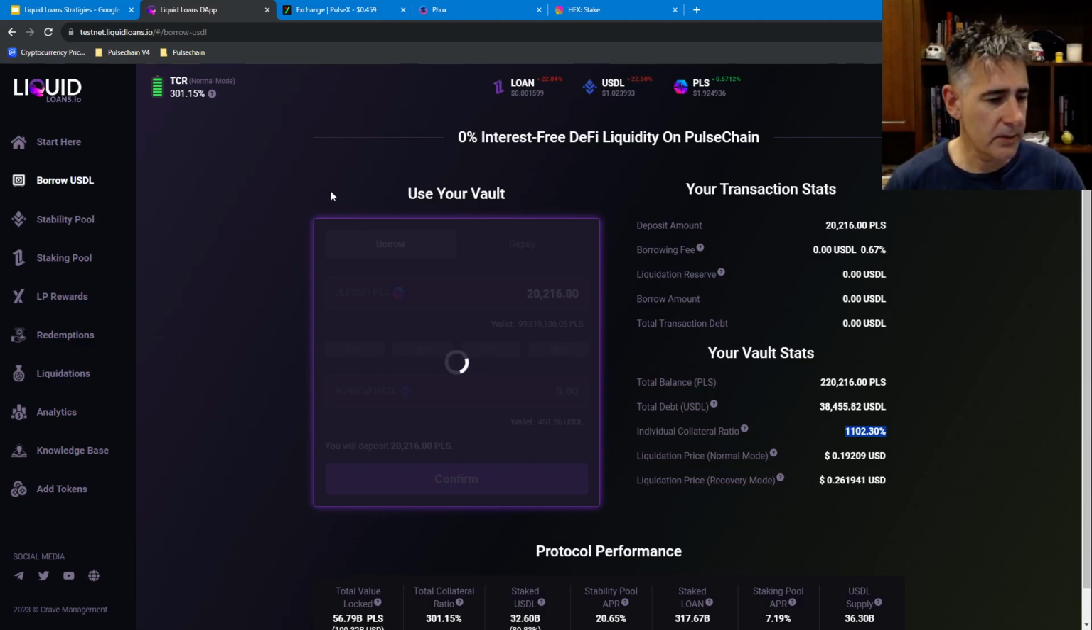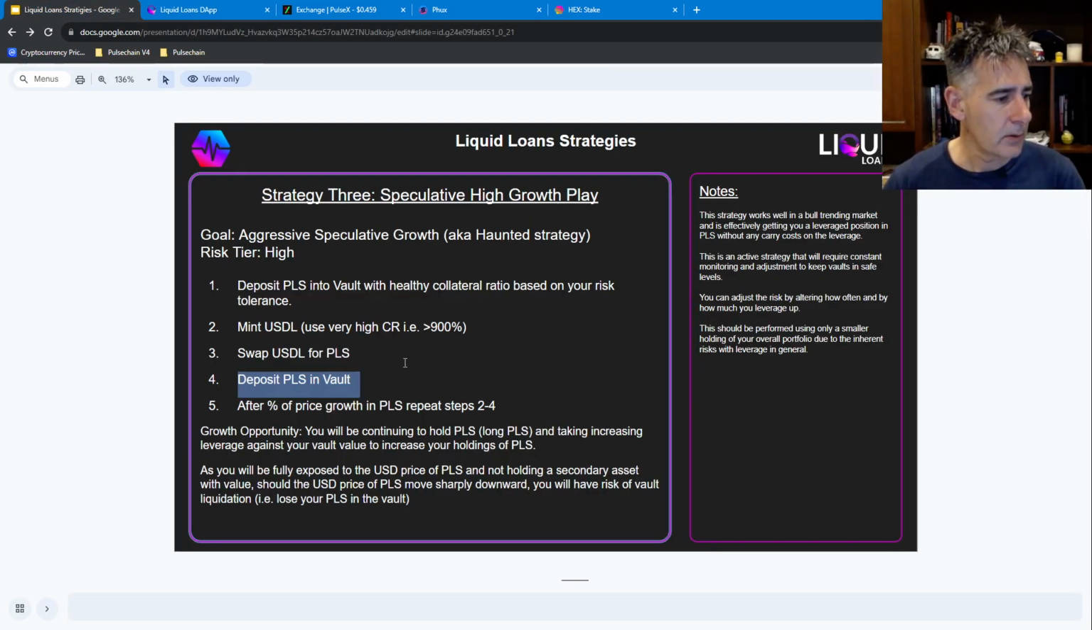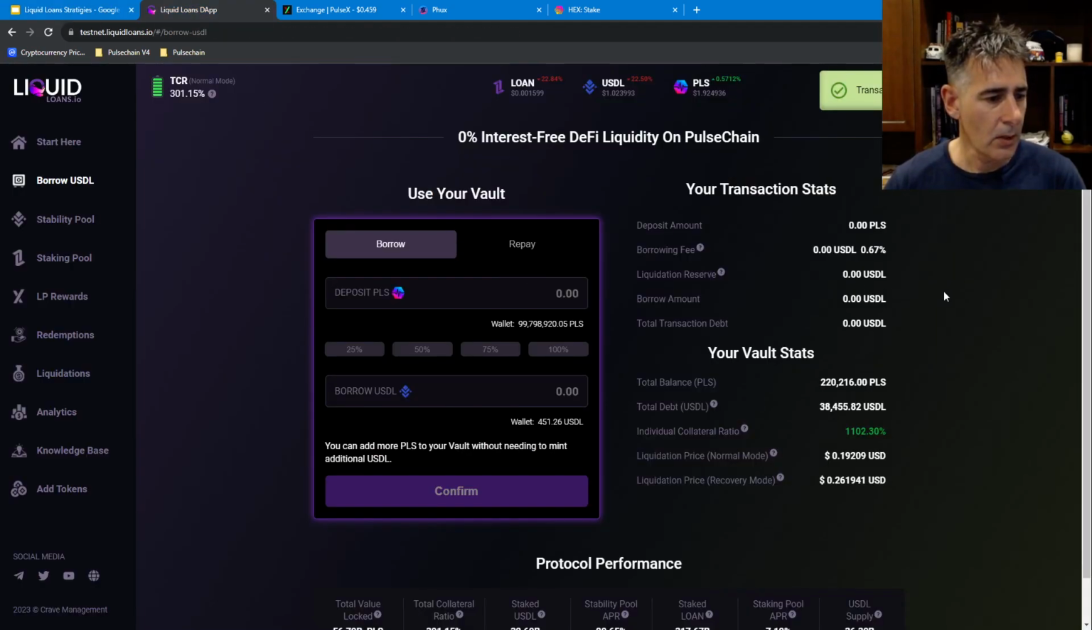Okay, so whilst that's doing that, we said we'd deposit our pulse into the vault, and now this bit we can't really perform now, so we'll just have to have a chat about that so we understand what's actually happening. So we've just done steps 2 to 4, which was mint USDL, swap USDLs for pulse, deposit it into the vault, which is what we've done.